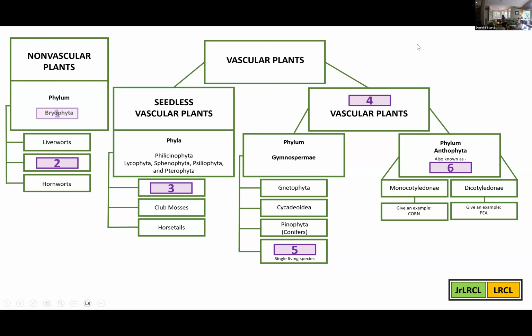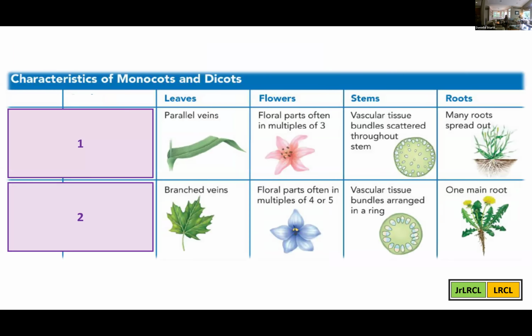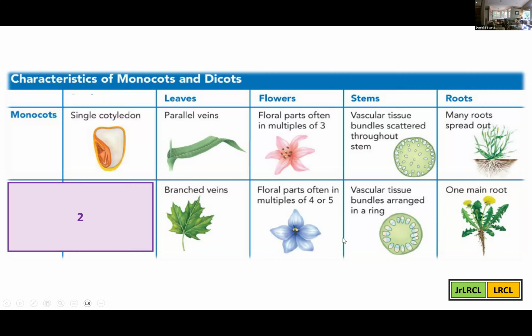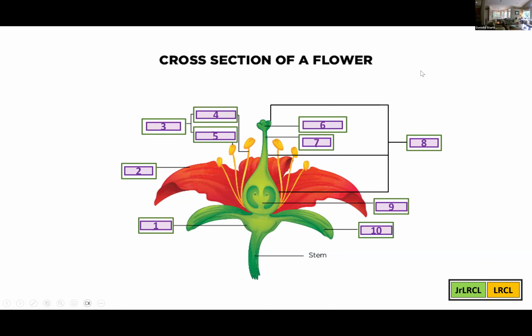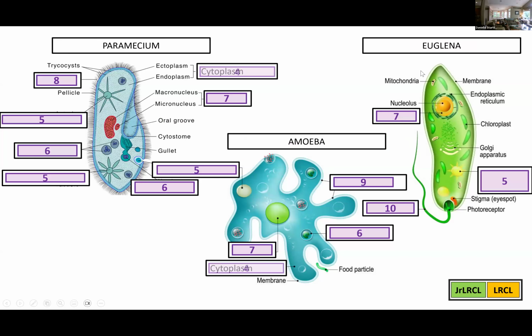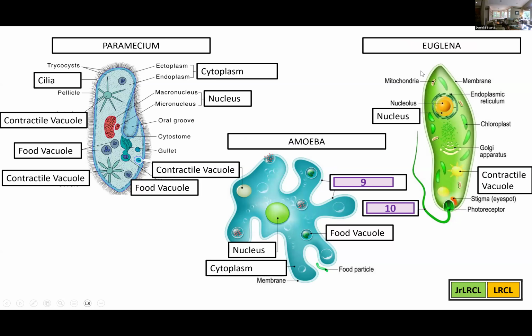All right, be sure that you know how to fill out this chart. Your dicots and your monocots. Remember that your monocots have parallel veins and flowers in multiples of 3, that your dicots have branched veins and your flowers in multiples of 4 or 5. Be sure that you could recognize this and complete this diagram if you were to see it. Be sure you can complete your diagram of your flower if you see it. Be sure you can complete a diagram of these organisms, right? Remember, all these answers are available for you.